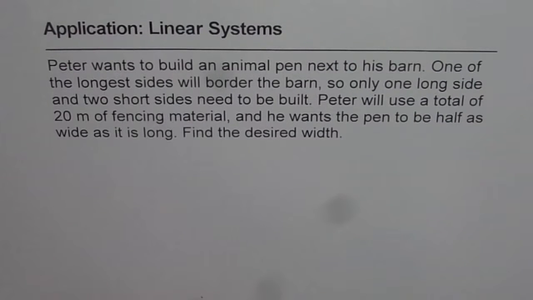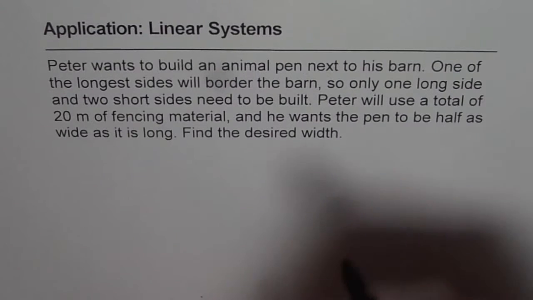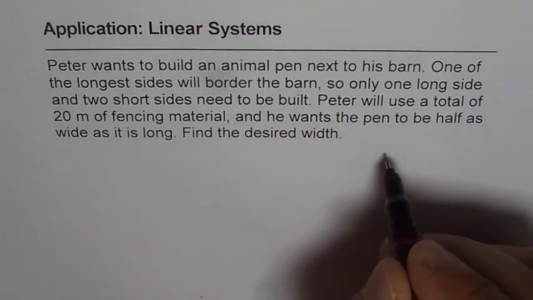Peter will use a total of 20 meters of fencing material, and he wants the pen to be half as wide as it is long. Find the desired width. So let's first sketch a diagram to represent the situation.